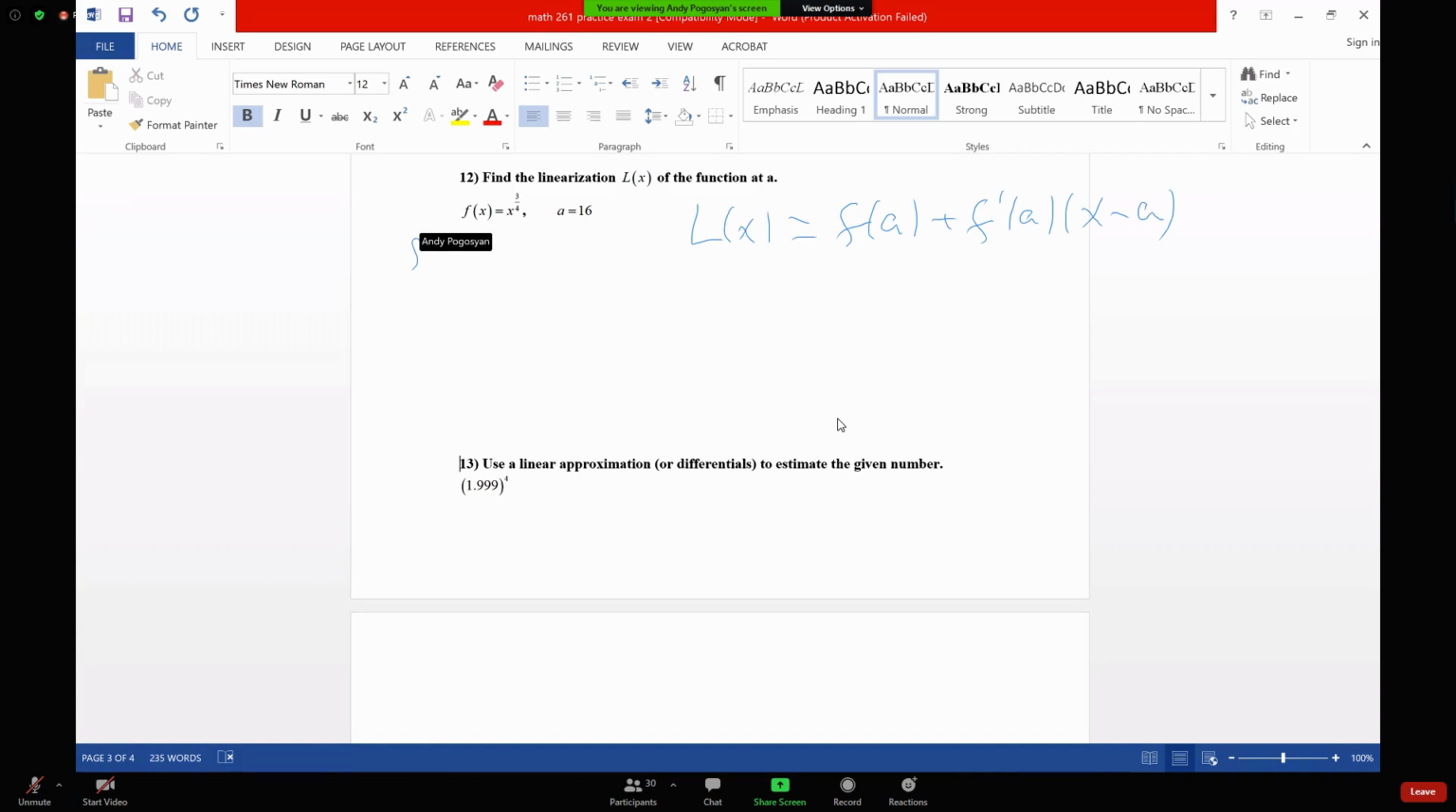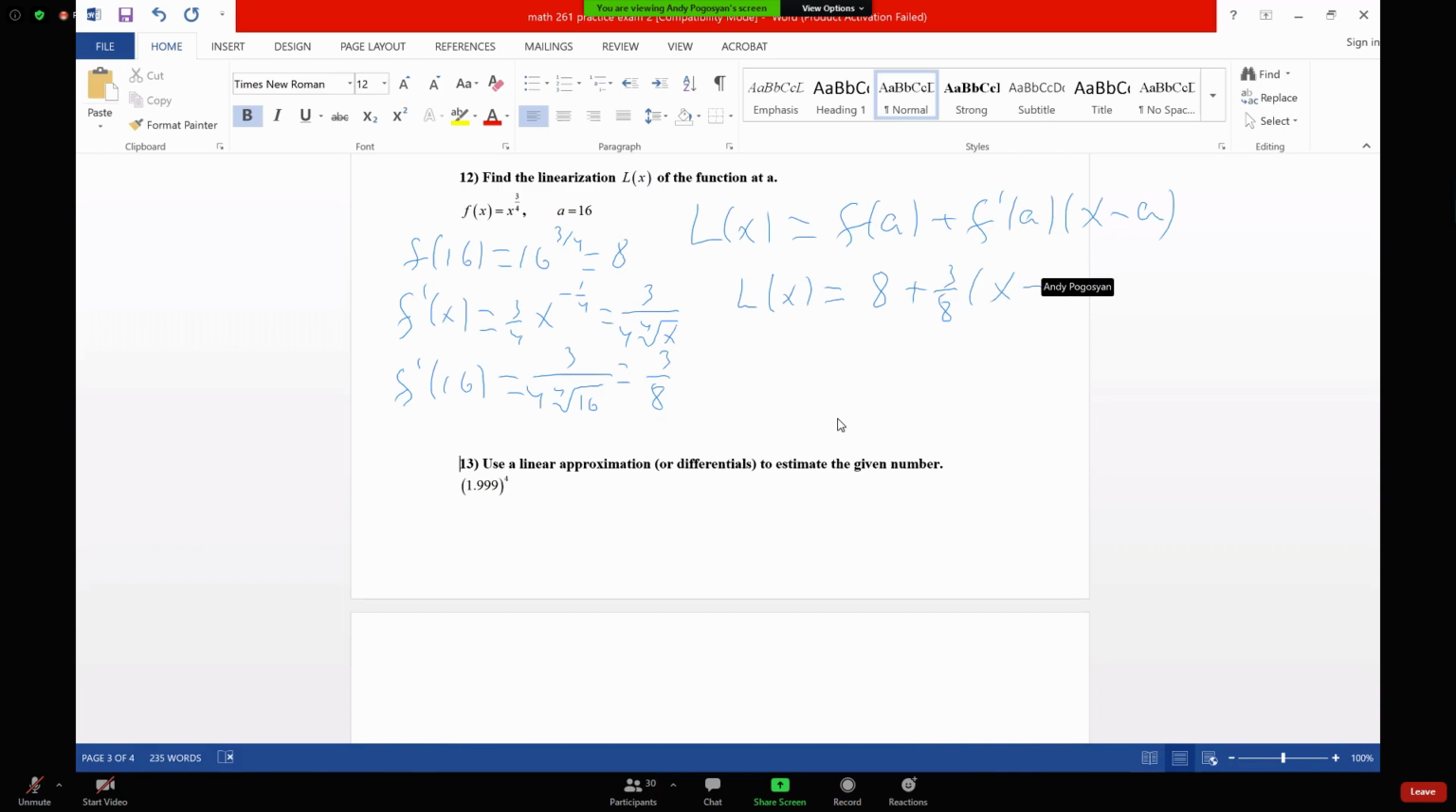Now f(16) equals 16 to the power 3/4. This is 8. Now f'(x) is 3/4 x to the negative 1/4, which is 3 over 4 times the fourth root of x. So f'(16) equals 3 divided by 4 times 4, which is 3/8. So L(x) equals 8 plus 3/8 times (x minus 16).